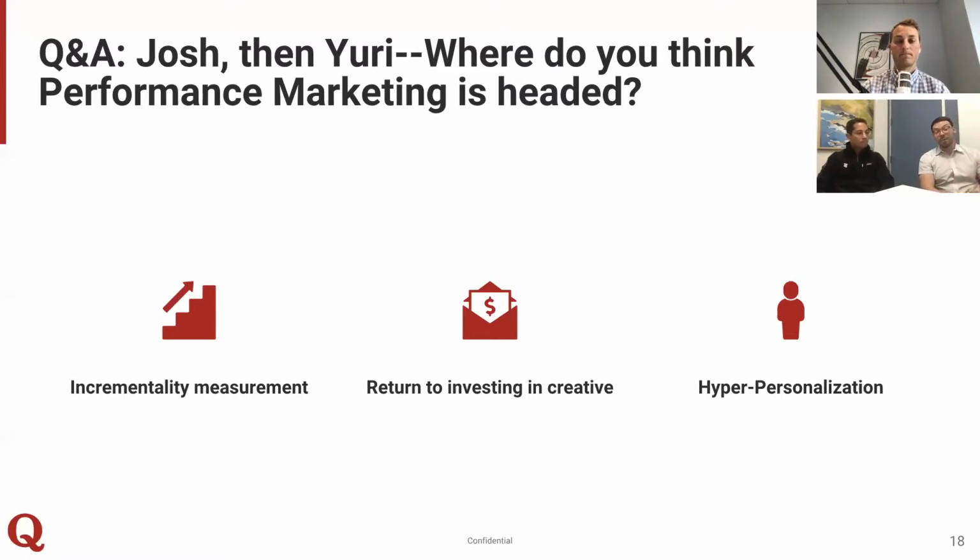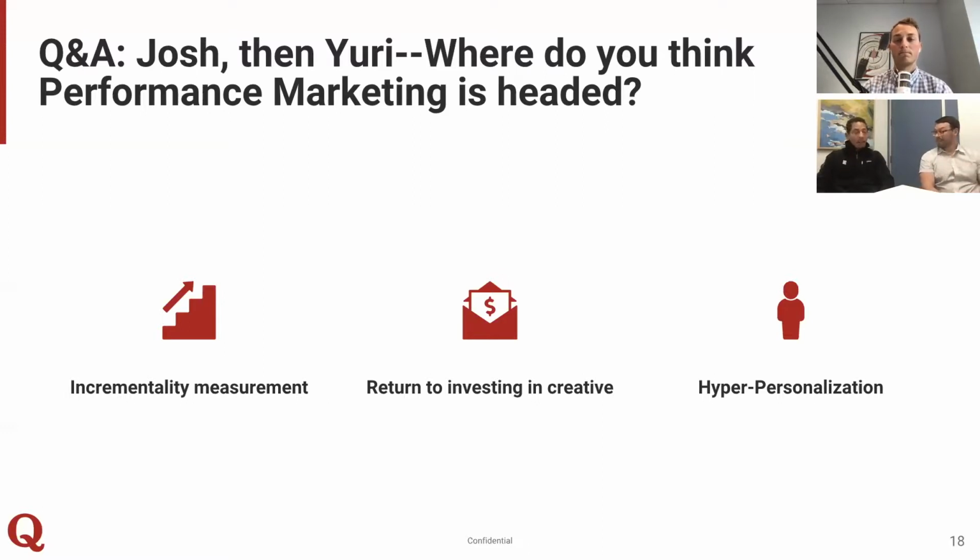As we start to move into consumer privacy a little bit more, and I know Yuri has more thoughts on regulation and where we're headed with whether or not we're going to be able to track as much as we have in the past, incrementality measurement is going to be that much more important, even for things like search that I think a lot of marketers have taken for granted for a long time.